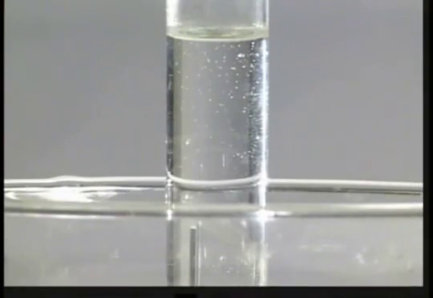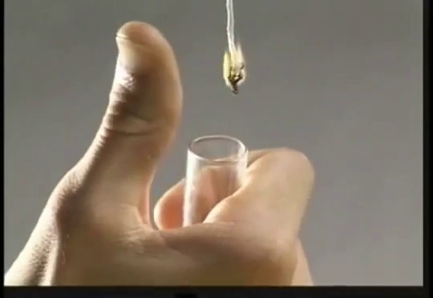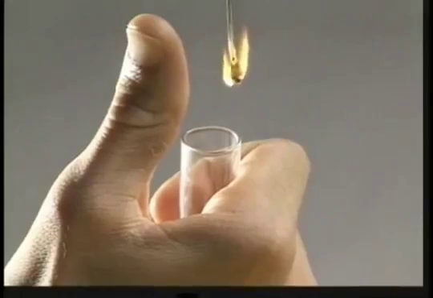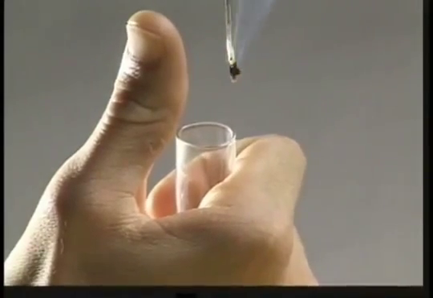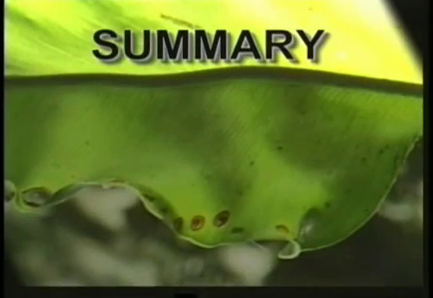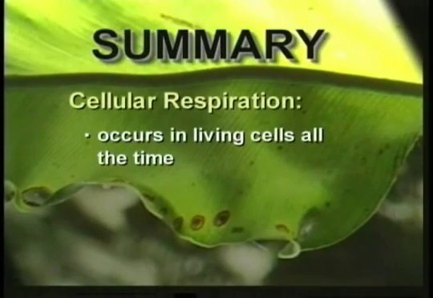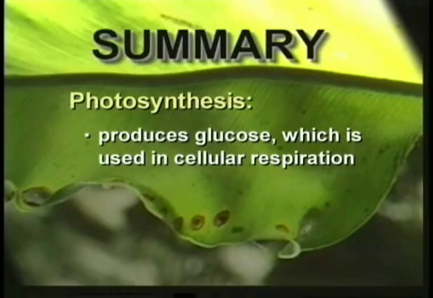To demonstrate that the gas in the test tube is oxygen, hold a glowing splint over the open test tube. Only oxygen will cause the splint to burst into flame. Cellular respiration occurs in living cells all the time. Photosynthesis in green plants and other organisms produces glucose, which is used in cellular respiration.